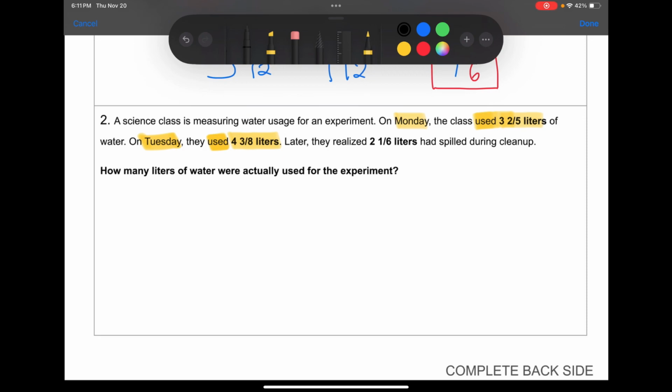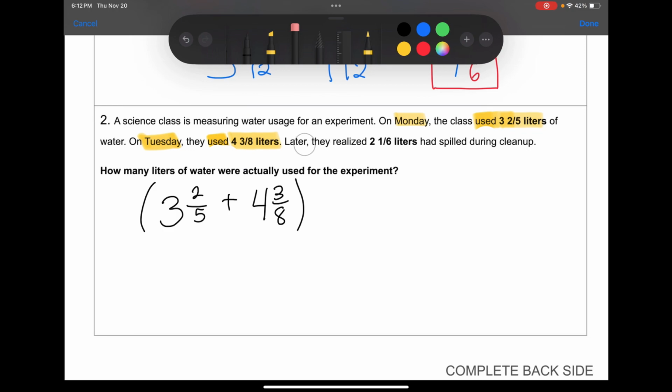Well, first, I'm going to write out 3 and 2/5. This was Monday. And then I'm going to write out 4 and 3/8. This was Tuesday. Now, what operation should I use for these two mixed numbers? What am I doing with these two? Well, it says on Monday they used it, and on Tuesday they used it. So if they both used it, we should be adding these two mixed numbers. And since that's our first step, I'll put parentheses around it.